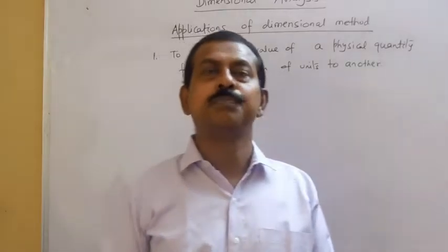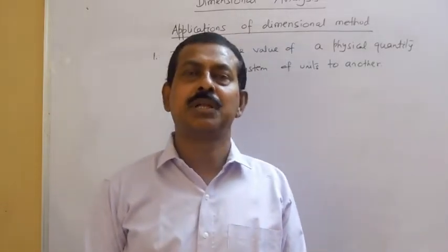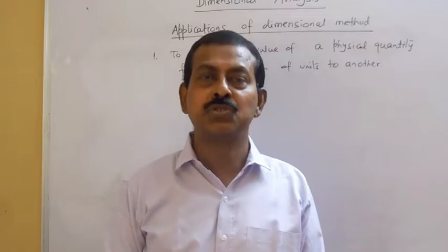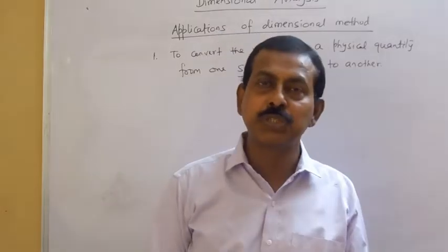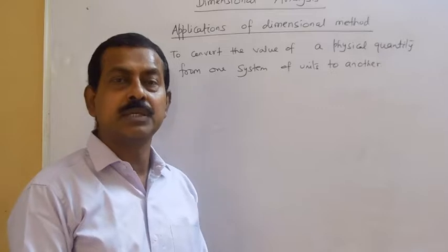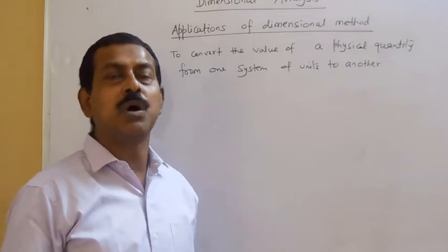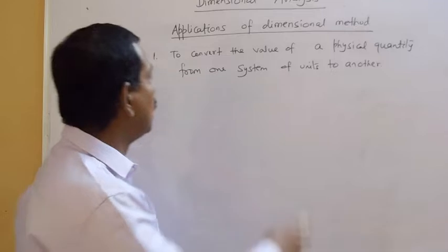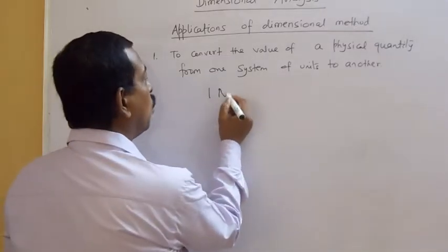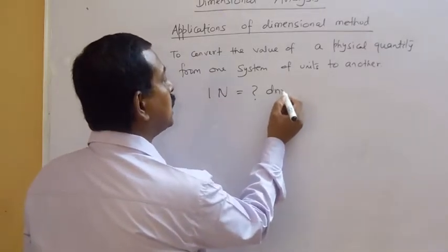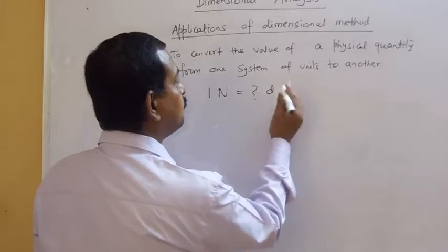Now let's do applications of dimensional method. That is, what are the applications or uses of dimensional method? The first one is to convert the value of a physical quantity from one system of units to another. Suppose we take 1 Newton and we want to find out 1 Newton is how much dyne.